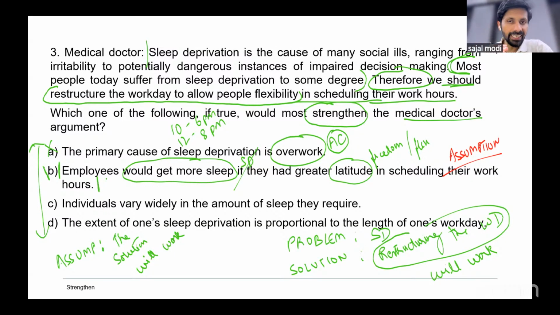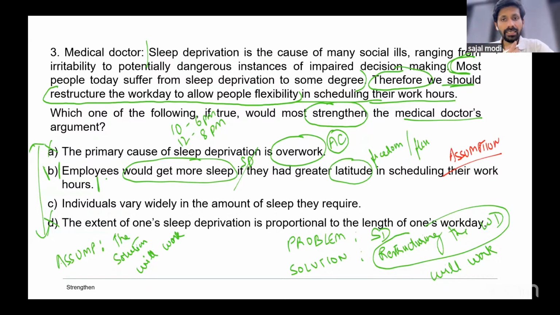Now, if you look at D, it is very similar to A. Look at D. The extent of one's sleep deprivation is proportional to the length of one's workday. Again, it brings in the number of hours. If that's the reason, then the solution might not work. So D also weakens the argument.